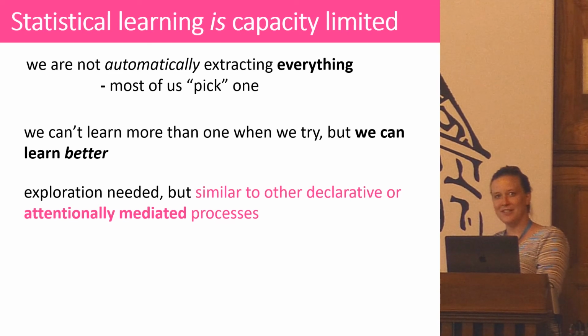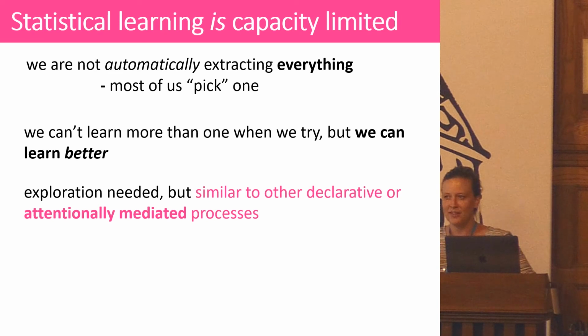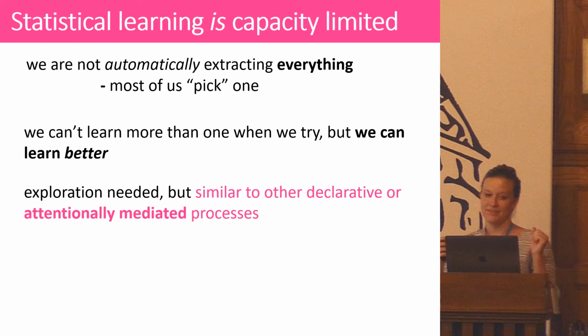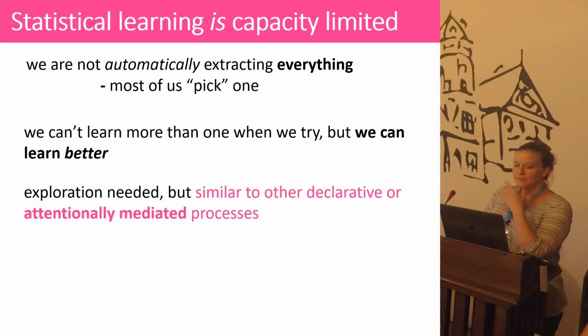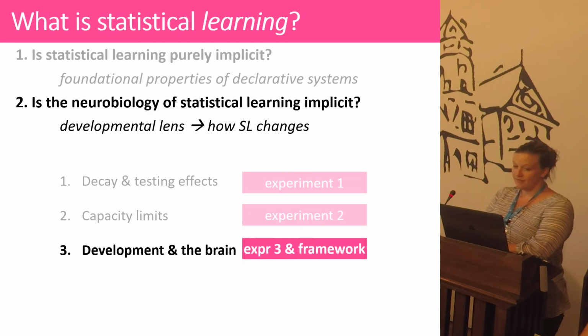I think we like to talk about statistical learning, so most of us actually are just picking one thing. Even in, I would call this a more complex environment, but I don't think most of you would think it's very complex. There's color and shape, and they're both happening, but that's it. And we can't learn more than one when we try, but we can learn better. So we can't actually change the amount of information we're learning, but we can actually improve how well we learn what we do learn. So more explanation is needed, but similar to other declarative or attentionally mediated processes, we're observing some kind of limit.